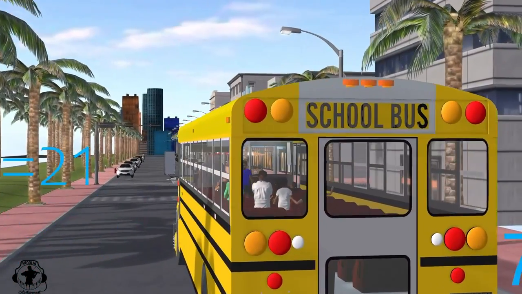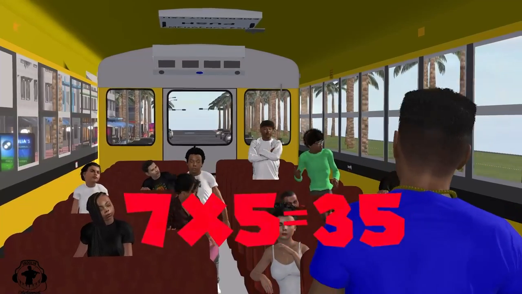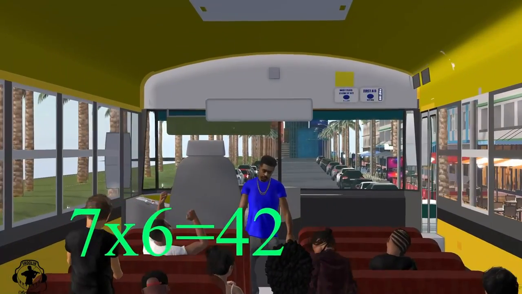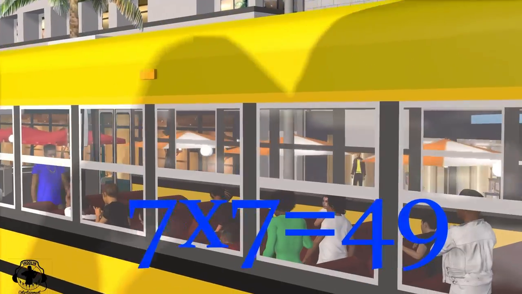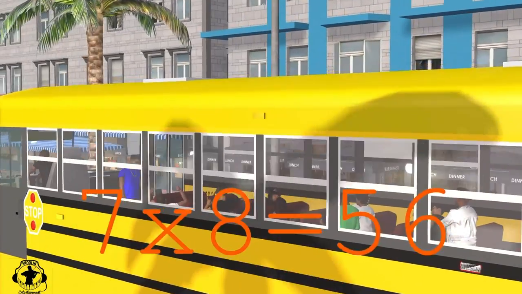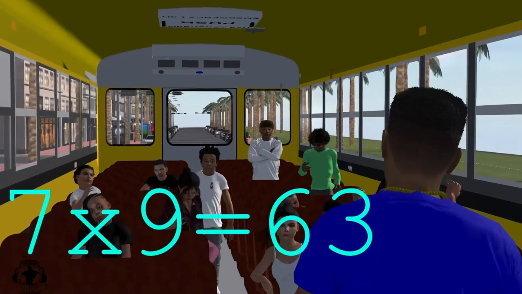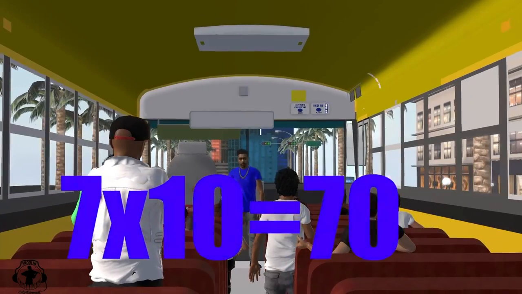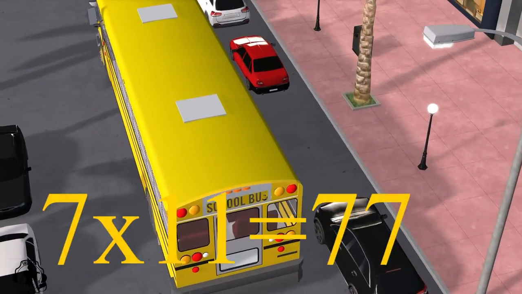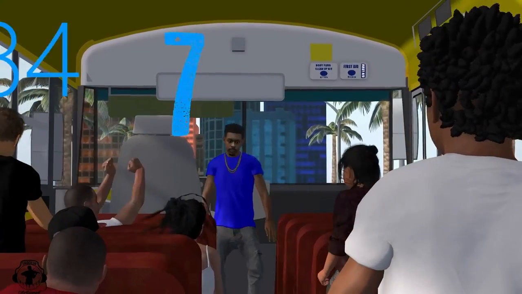7 times 3 equals 21. 7 times 4 is 28. We having fun. 7 times 5, big 35. Remember that. 7 times 6 is 42. 7 times 7, do your dance, 49. 7 times 8 is 56. Right on time. 7 times 9, just remember 63. 7 times 10, yeah, you got it, 70. 7 times 11, double up, 77. 7 times 12, 84. Now you get it. You got it.